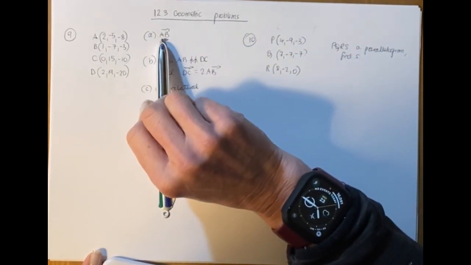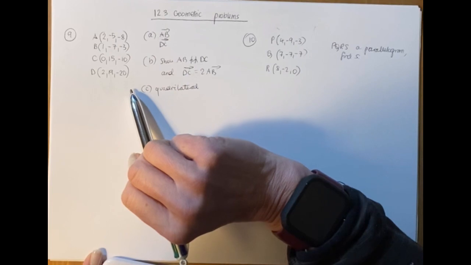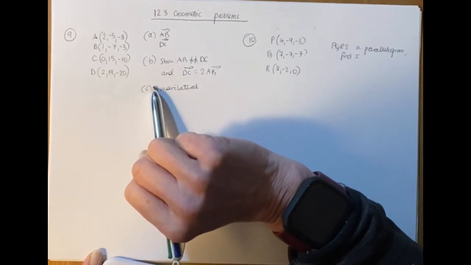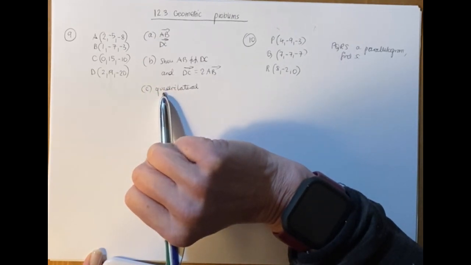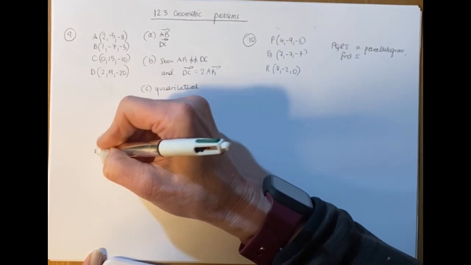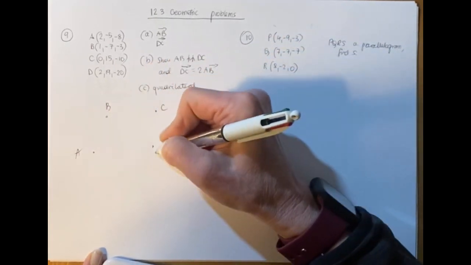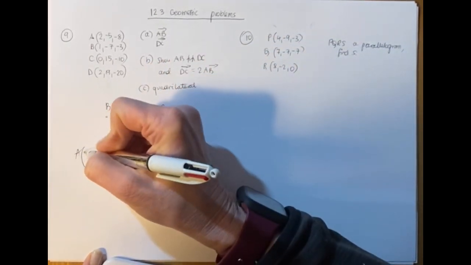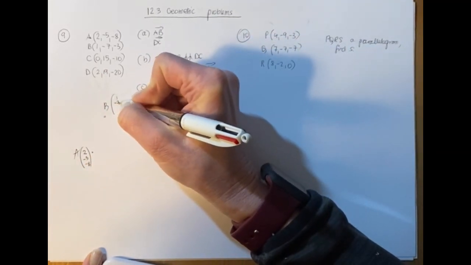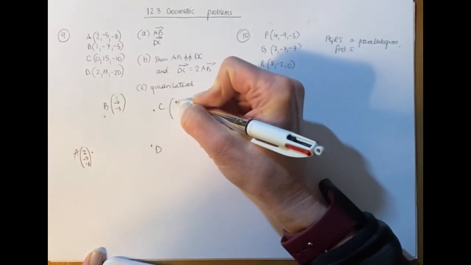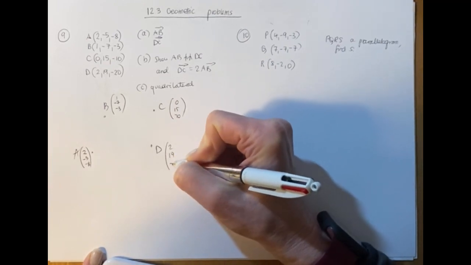So first of all, you don't need to sketch anything to find AB and DC. But I'll just have a quick look. We're going to show that ABCD is a quadrilateral. Oh, what type of quadrilateral? I guess that's what we are talking about. So I'm going to imagine A, B, C, D, label them in order. So A is (2, -5, -8). B is (1, -7, -3). C is (0, 15, -10). And D is (2, 19, -20).